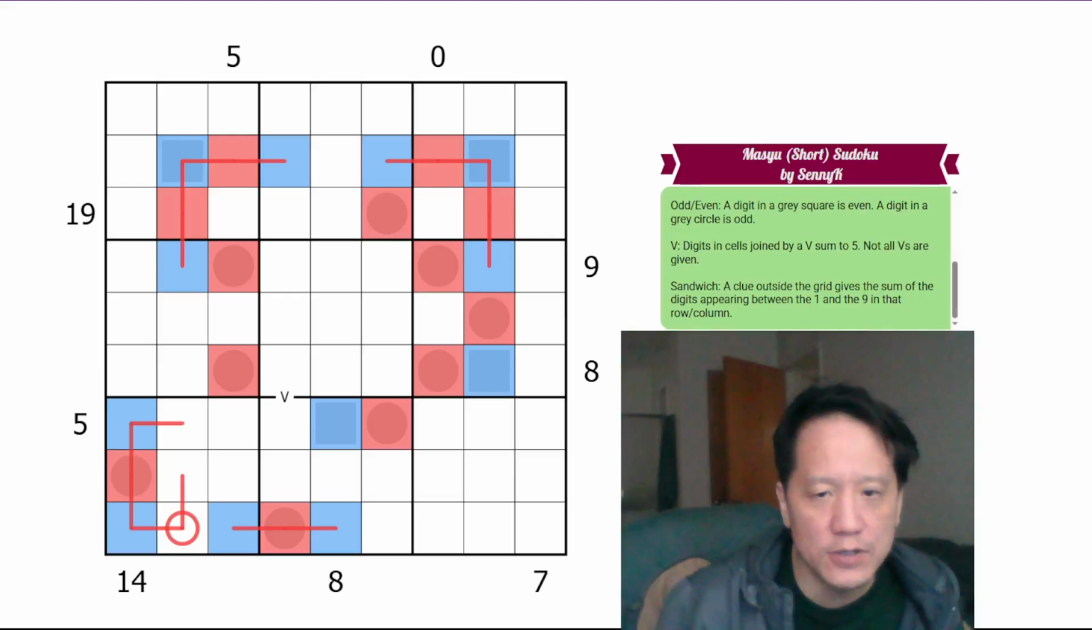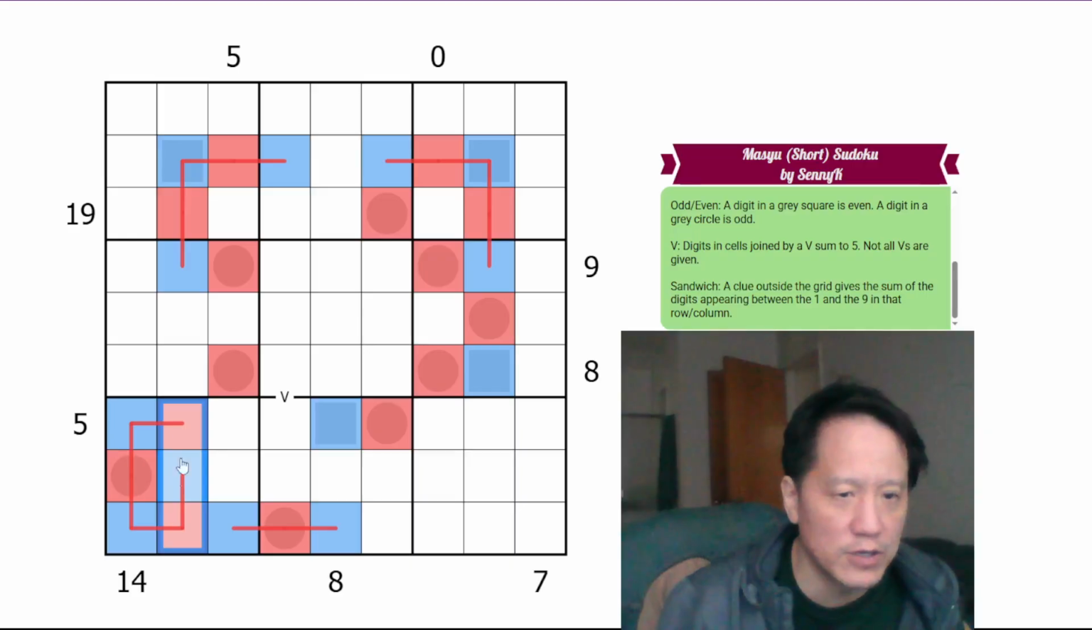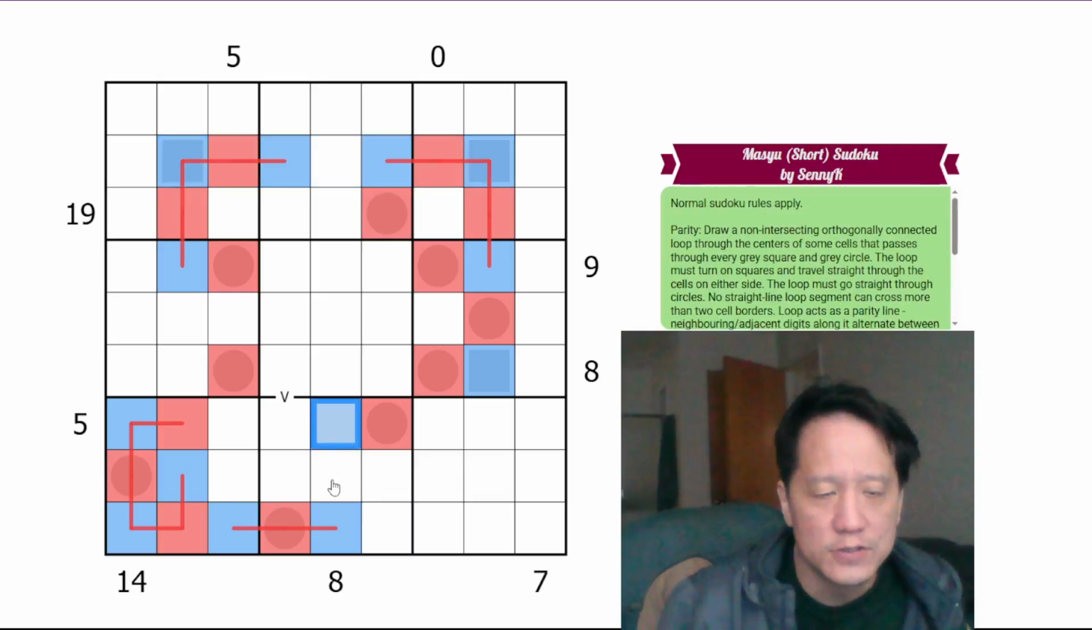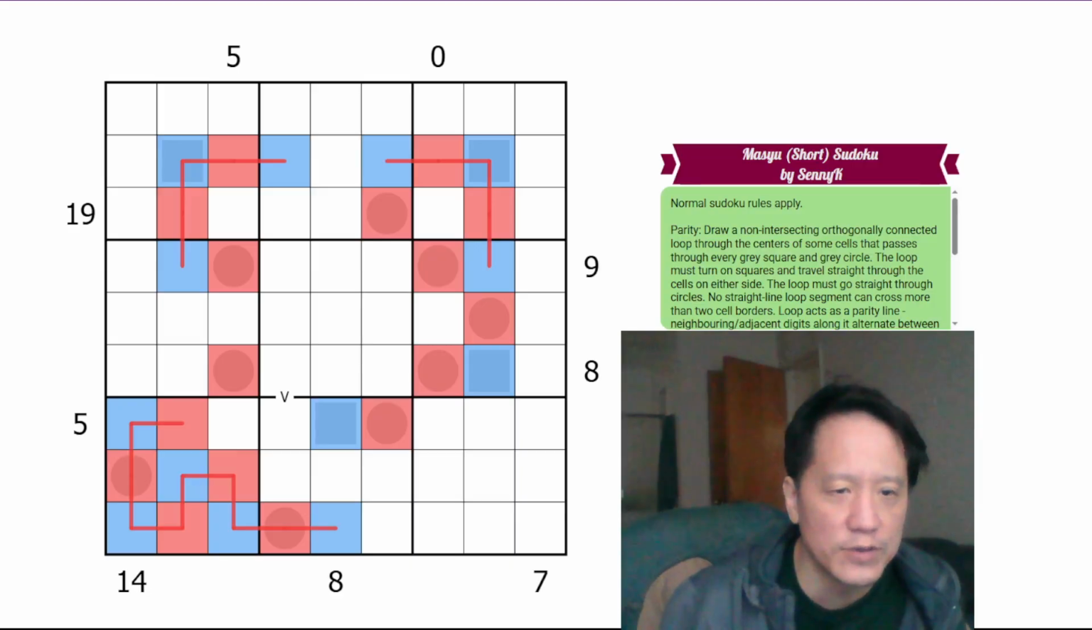So then these are odd digits, and this must be an even digit. This cannot go this way because that would close the loop, and that would be a very small loop, and that would not be one large loop, which we have to have. So this must go this way, which means this is odd. And this cell must connect to something on the loop, and it can only connect to there. So that's that we know there.